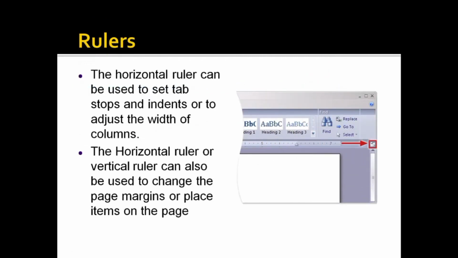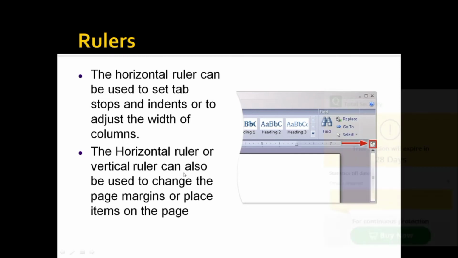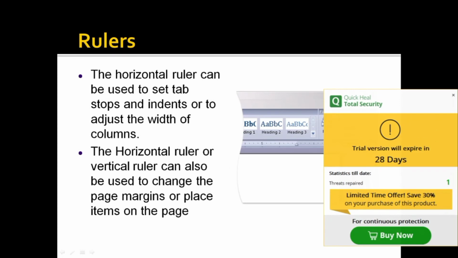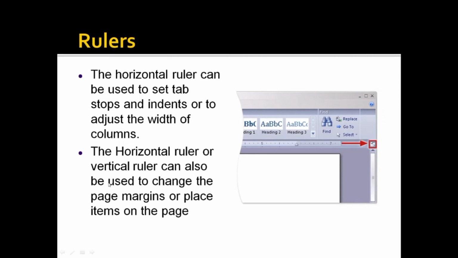Okay, after that, the rulers. The horizontal ruler can be used to set the tab stop and indents, or to adjust the width of the column. Means if you want to set the width of your page or your width of your column in a page, then you will use the horizontal ruler. The horizontal ruler or the vertical ruler can also be used to change the page margin or place item on the page. Means if you change the page margin or place item on the page, then you will use the horizontal or the vertical rulers.